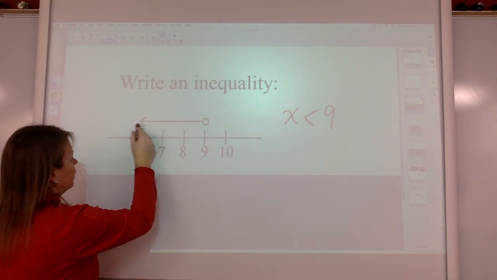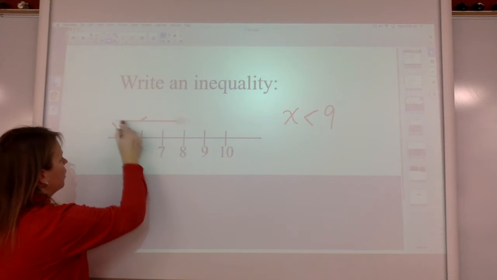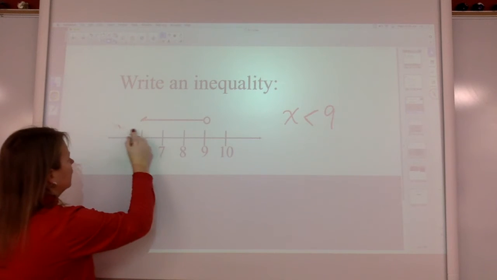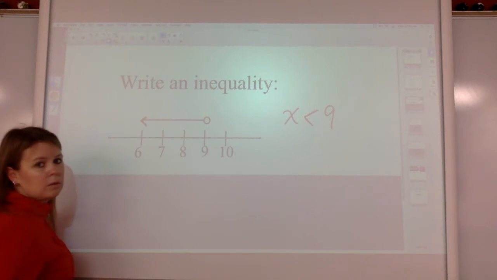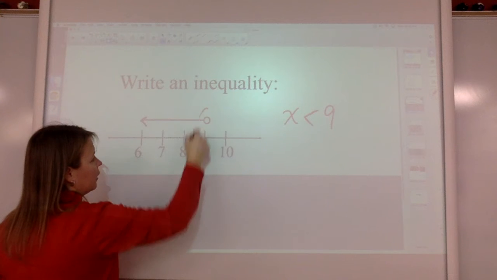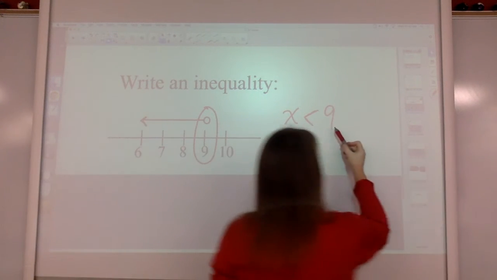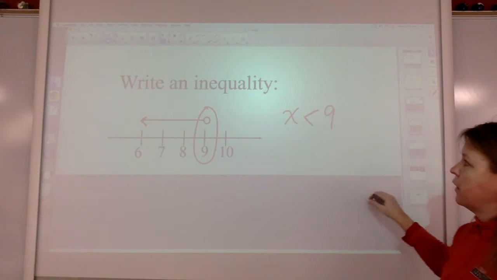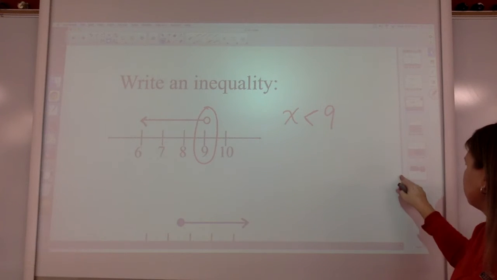The arrow goes down all the way to negative infinity. It just keeps going and going. It never actually stops. It just so happens to be that's how long I drew my arrow. So you're always working with where did it start? Is it an open or closed circle? And x is our variable. X is less than 9.